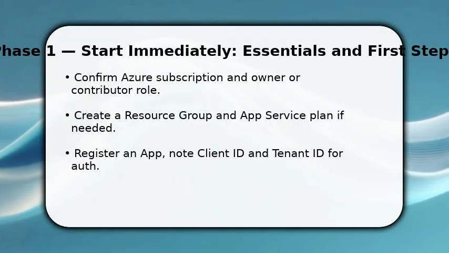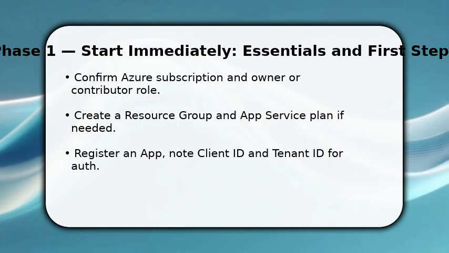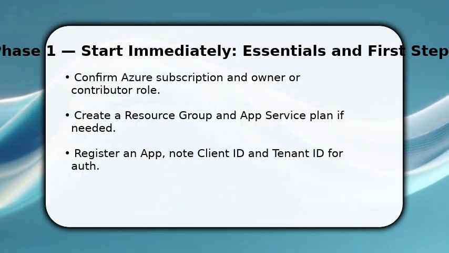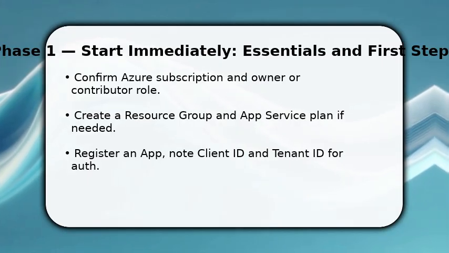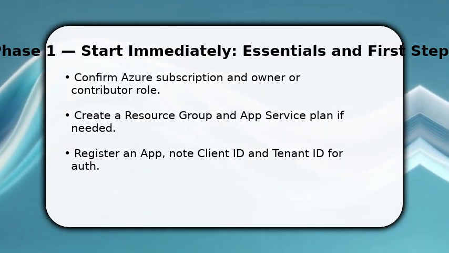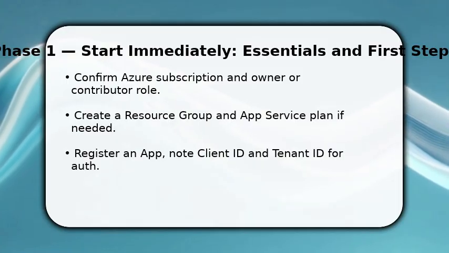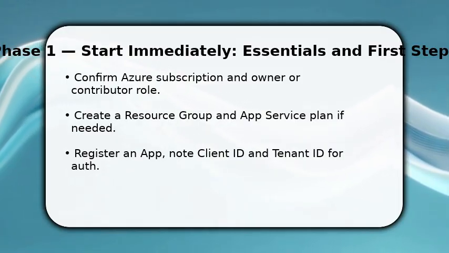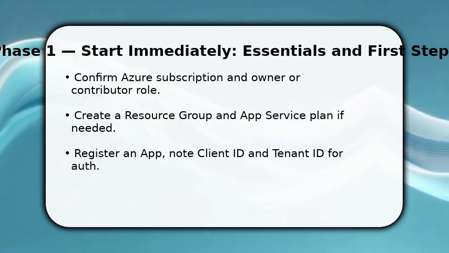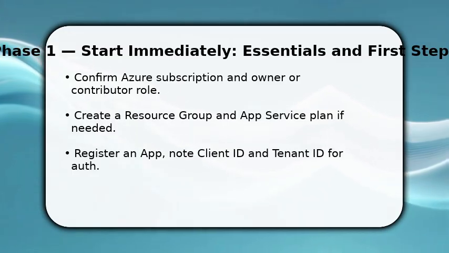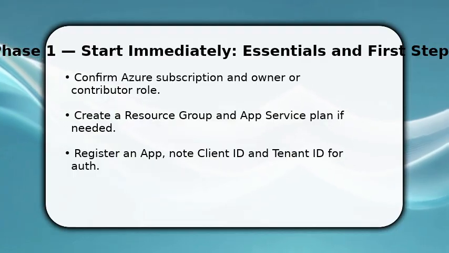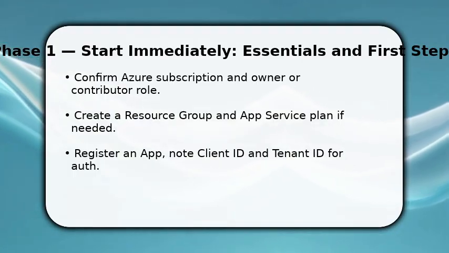You start by verifying prerequisites: an Azure subscription, owner or contributor access, and a resource group. Once done, create or pick a resource group and an app service plan if you will host a backend. Next, register an app in Azure AD so you can secure the API, copy client ID, tenant ID, and create a client secret. These steps let you wire authentication later, so make sure credentials are stored securely and accessible for the portal steps that follow.